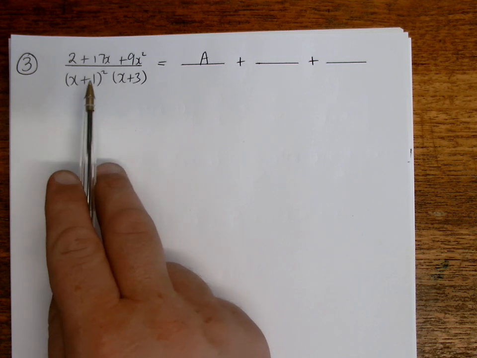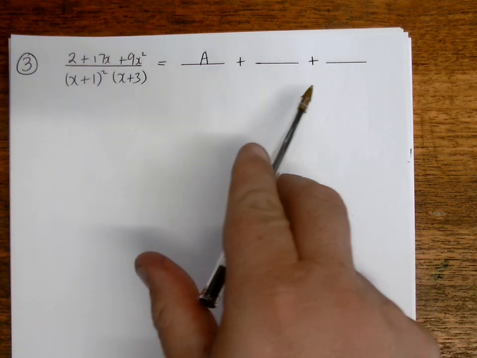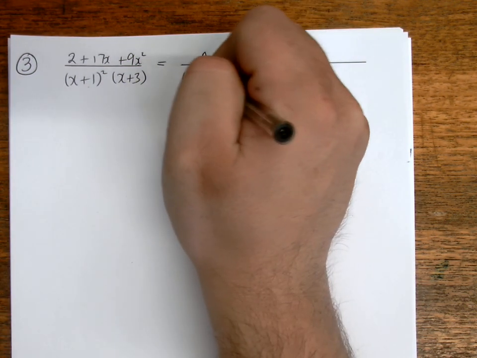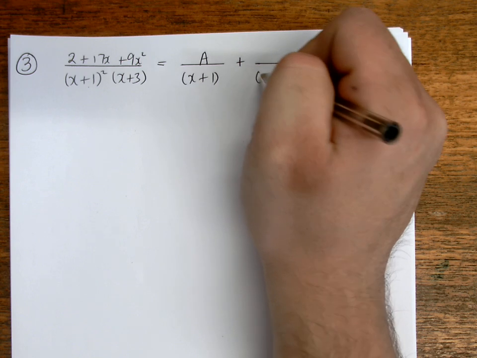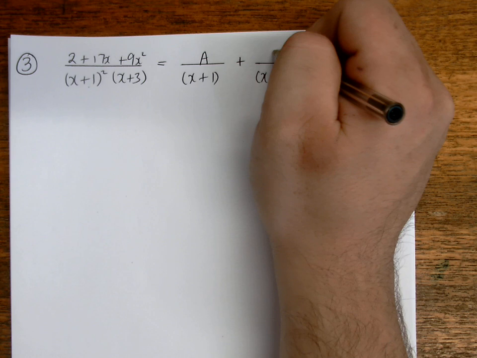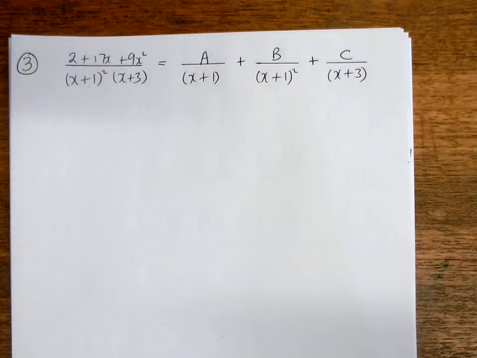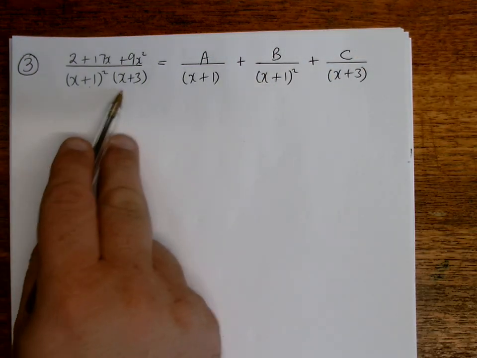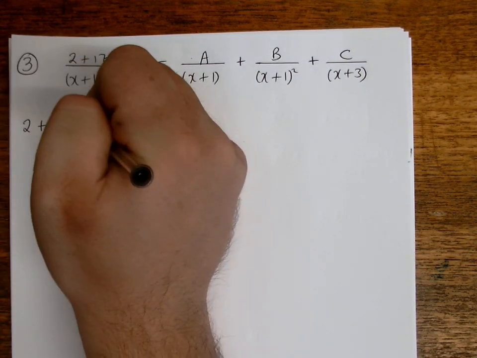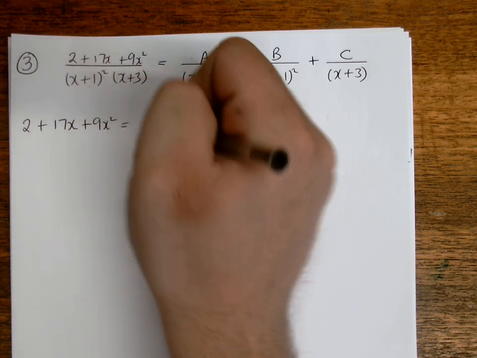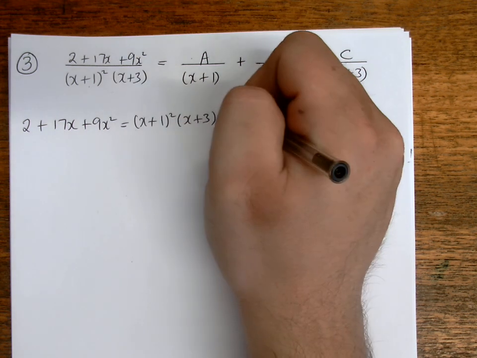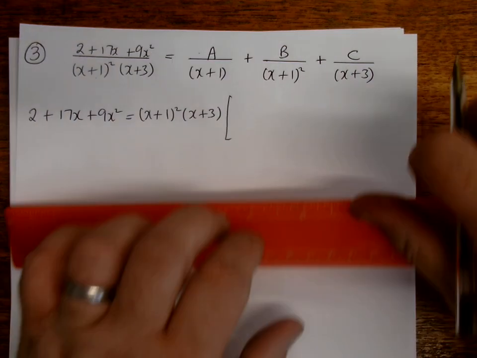Okay, with question 3, with partial fractions here we're going to have 3 fractions again, because we've got a repeated factor, x plus 1. Because there's a repeated factor, you put x plus 1 squared there, and then x plus 3 here. So remember, we take this over and multiply that side, and we'll have 2 plus 17x plus 9x squared, and it's going to multiply the whole of this side.